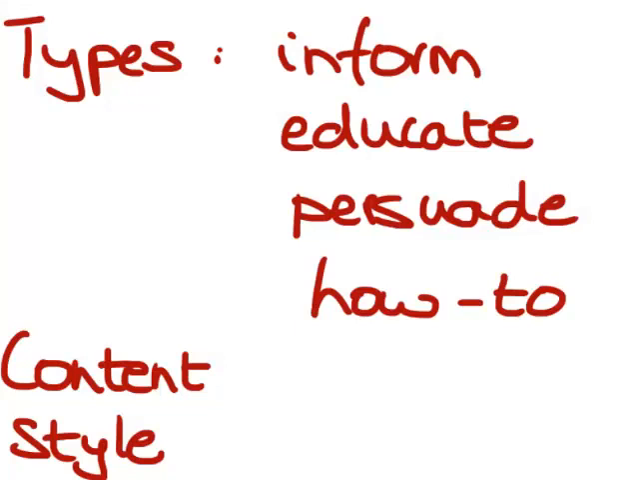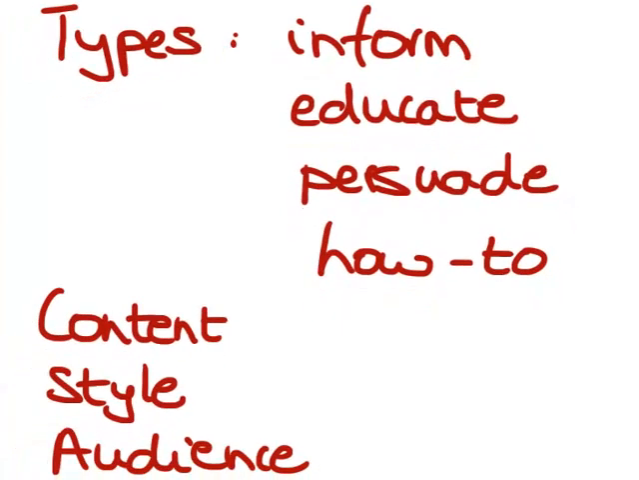There are really two types of brochures. The informational brochure informs, educates and persuades, and then the how-to brochure explains and instructs you on how to use your washing machine or whatever. Obviously, your content will determine the type, and your target audience is very important. So your content depends on whether you are trying to inform, educate, persuade or tell people how to do something. And your style, how-to, will be very simple and direct. Persuasive will be more emotive.